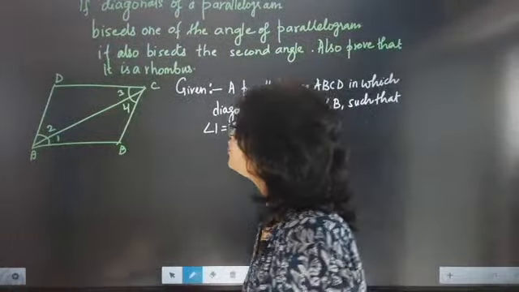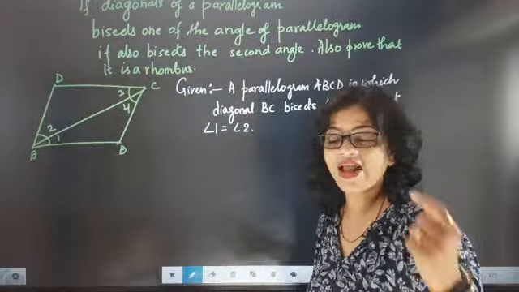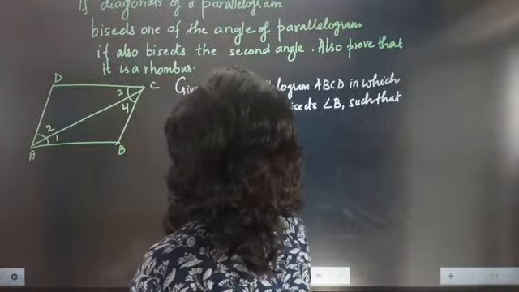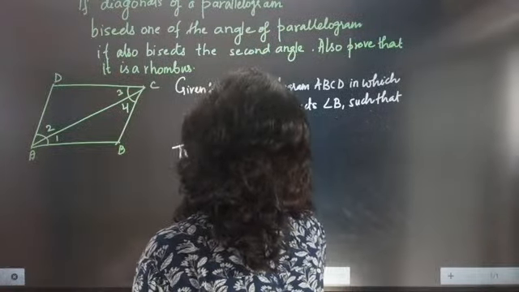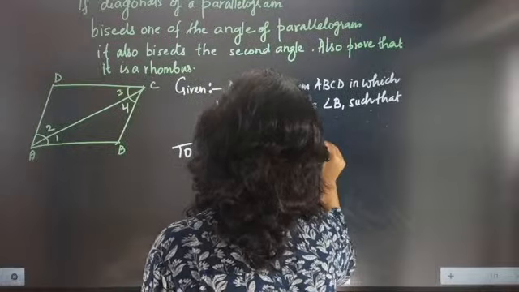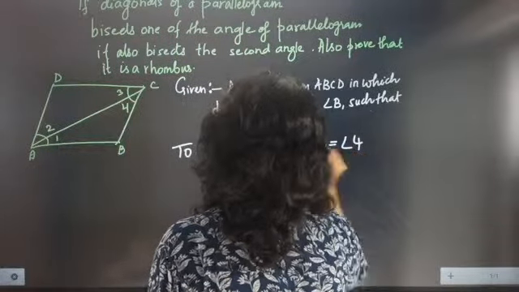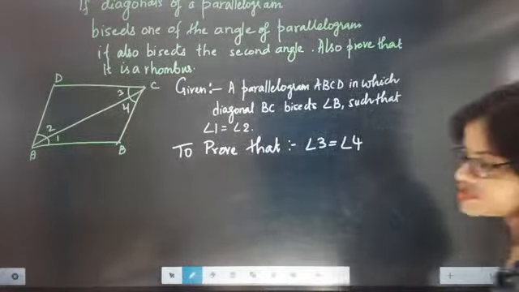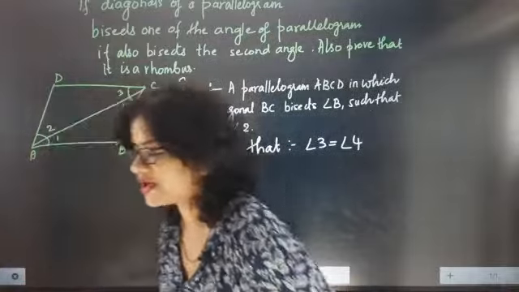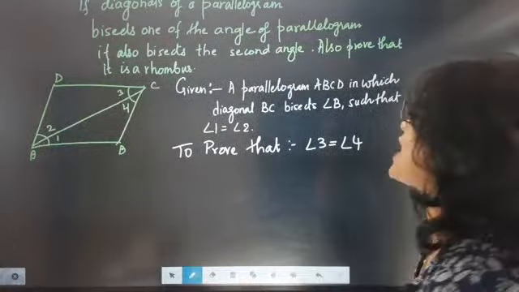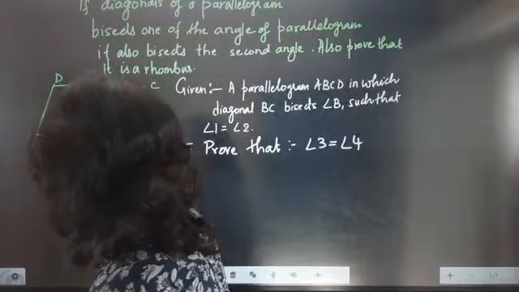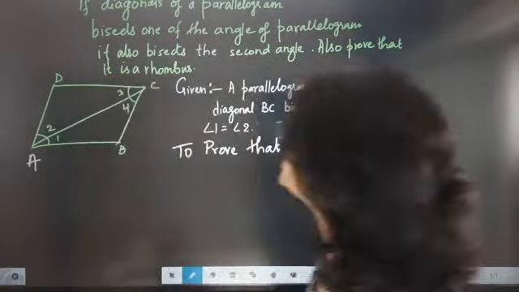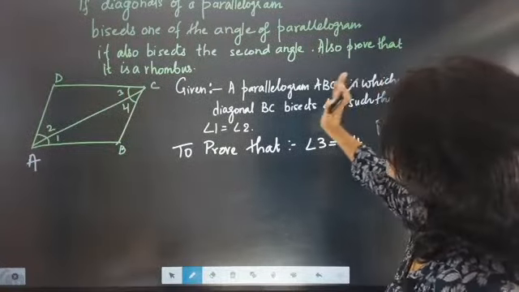Now we have to prove. What do we have to prove? We have to prove that angle 3 is equal to angle 4. That is, AC bisects, this is AC, though it looks like B, it is A only. So I am just going to change the statement.